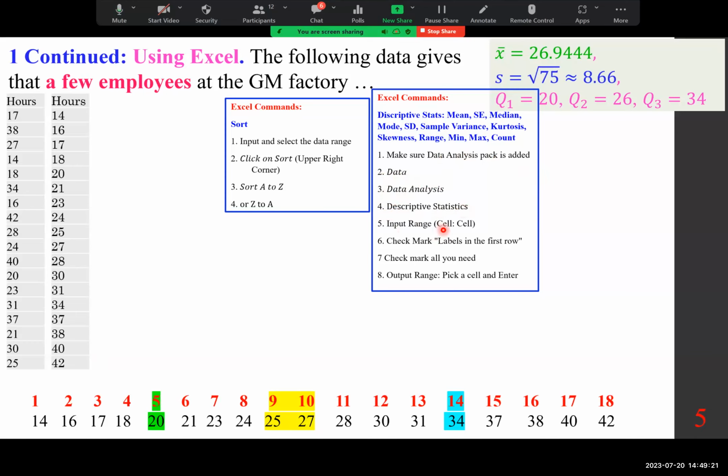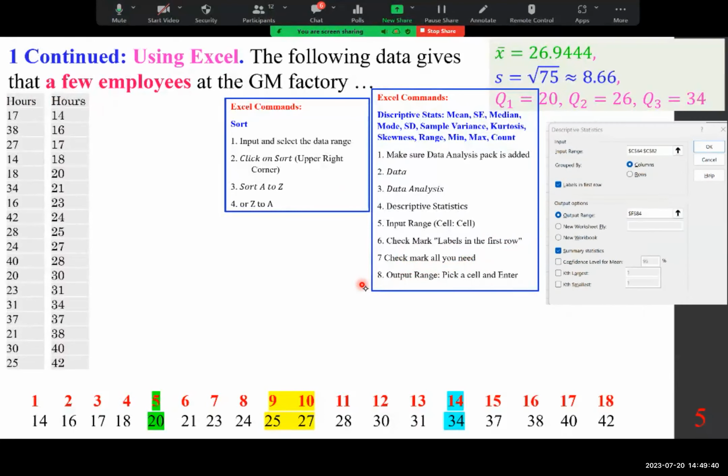Input the range. The range, you put those cells. And check mark Labels in First Row, the first one is hours, for example, here. Check mark all you need, whatever you need, and then the output range looking like this. So for the input, you select this. Labels in First Row. If you have selected also the hours, you have to check mark that, otherwise you don't need it.